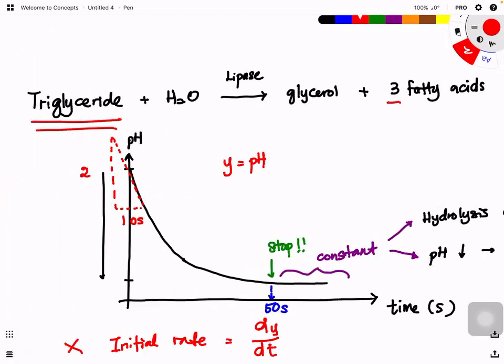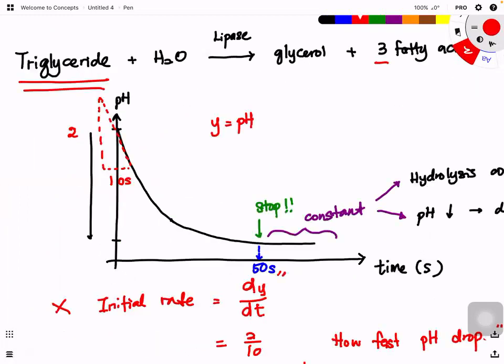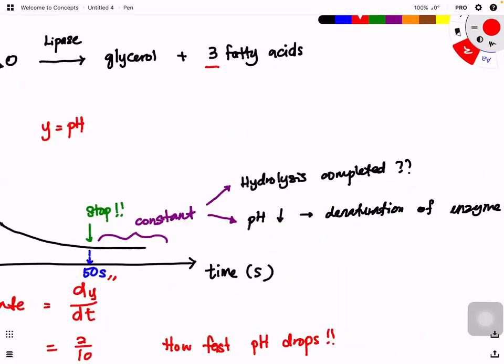The only way to know is to check whether there is still triglyceride or not. After 50 seconds, I take some sample and test for triglyceride, whether triglyceride is there or not. Definitely, it's not easy to measure the triglyceride because it is colorless. So we have to use instruments to check whether triglyceride is there or not. If there are no triglycerides, then yes, hydrolysis is completed.